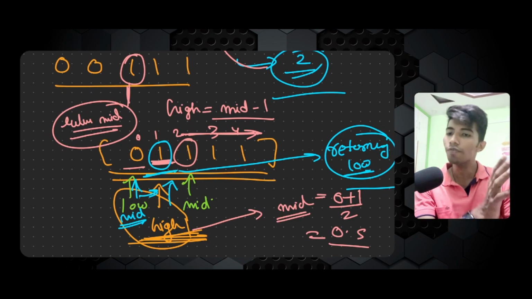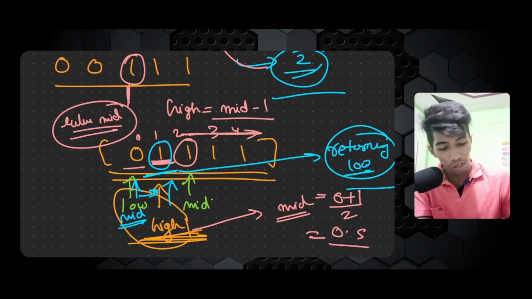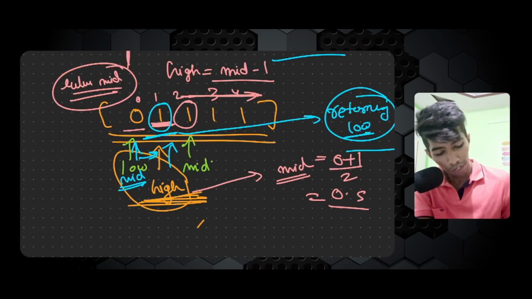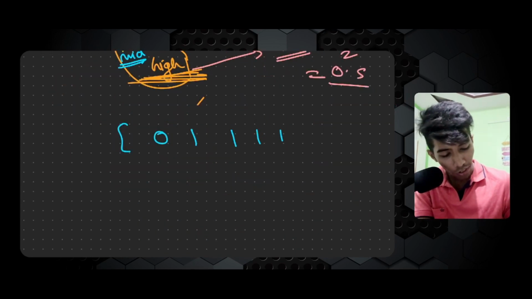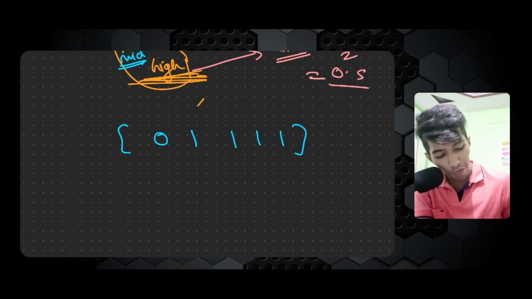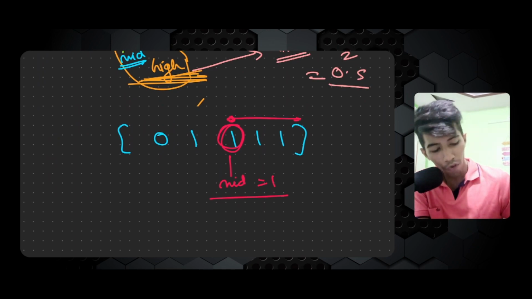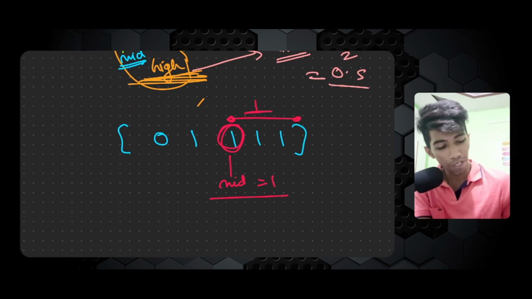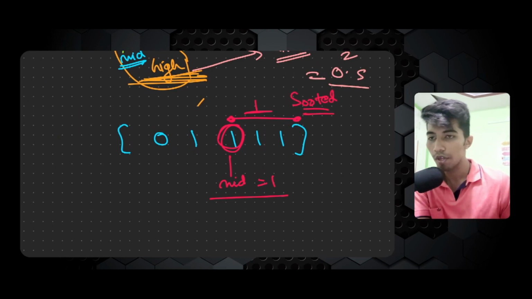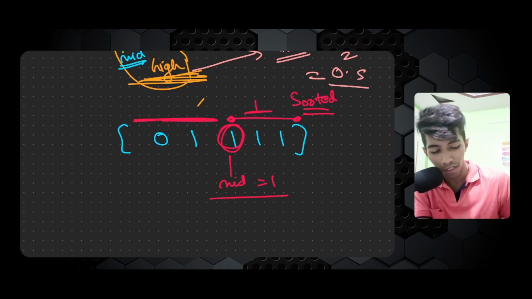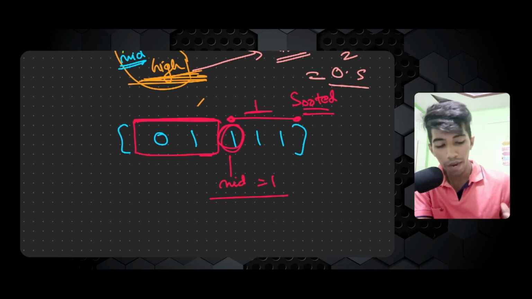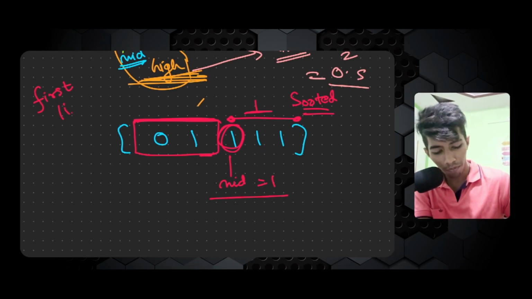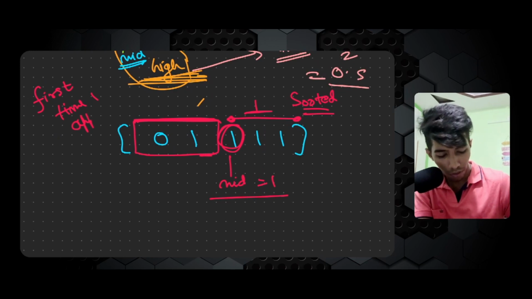The reason we are doing this is that we are sure that if this is mid and it is equal to 1, then from here till the end there will be only 1, there will be no 0, because this array is sorted. But as in the previous case, before this 1 we have to check whether 1 appears or not, because we have to find the first time 1 appeared.